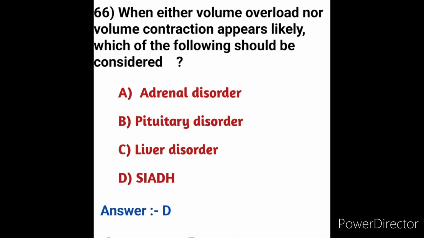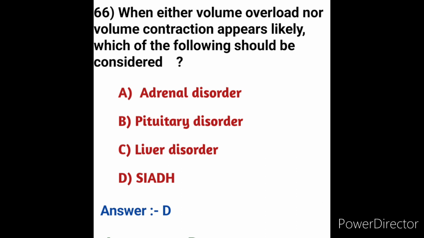Here I have to explain SIADH because it is a short form. SIADH means syndrome of inappropriate antidiuretic hormone secretion. Identifying the cause of hyponatremia can be complex. When either volume contraction or volume overload appears likely, SIADH is considered. So here option D is the correct answer.